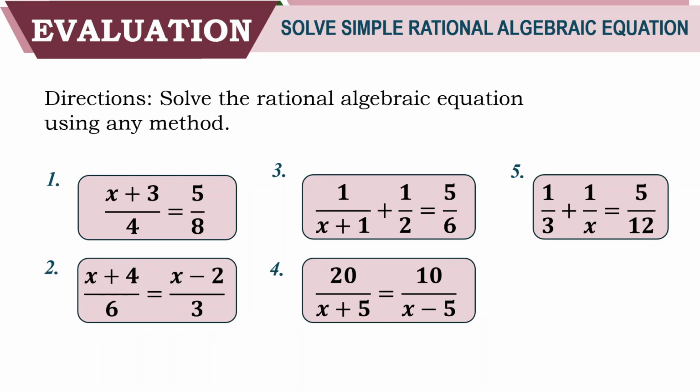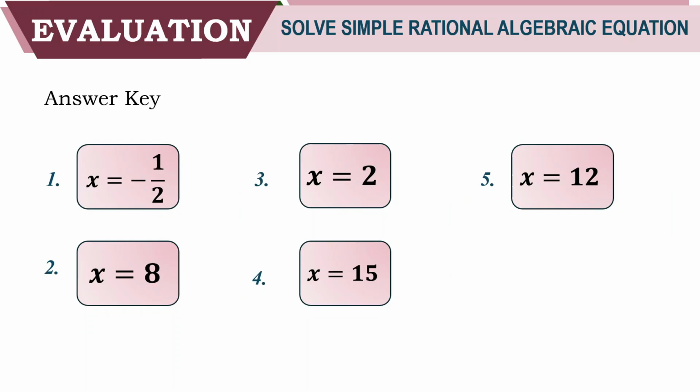And now, here are some items that you can practice on. And again, you can pause at this point and I'll be showing the answers later. Here are the answers. Number 1, x equals negative 1 half. Number 2, x equals 8. Number 3, x equals 2. Number 4, x equals 15. Number 5, x equals 12.